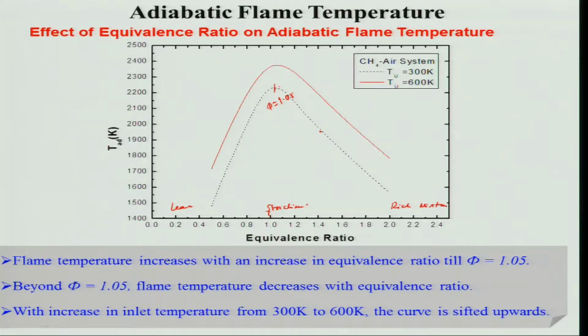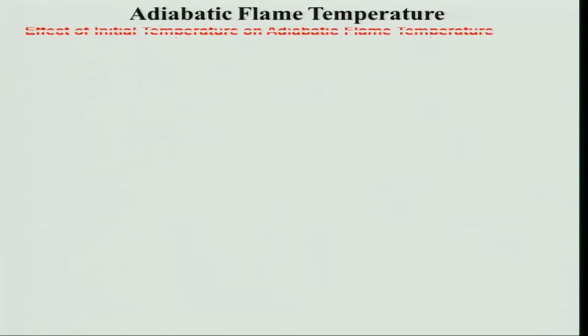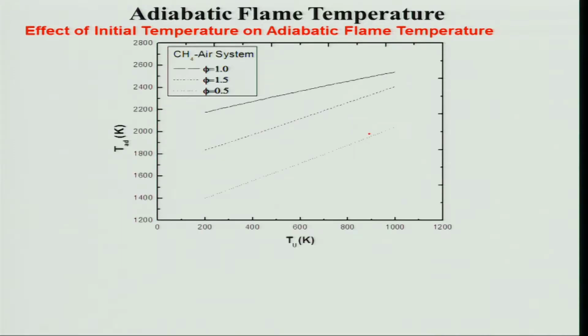And similarly, when you increase this inlet temperature to 600 Kelvin, that is the red line, which indicates a similar feature. And most of the hydrocarbon mixtures will have a similar feature. So also the other hydrogen, air and all these things. So, let us now look at how it is varying with initial temperature.